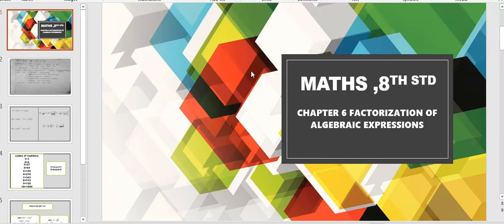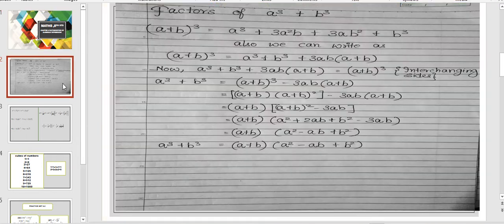Good morning students. Today I'll be teaching you math, chapter number 6, factorization of algebraic expression. What I'm going to teach you today is a continuation of your chapter, and we'll see another part of it, that is the factors of a cube plus b cube. How will we find the factors of this algebraic expression?